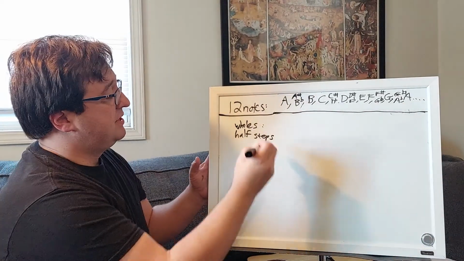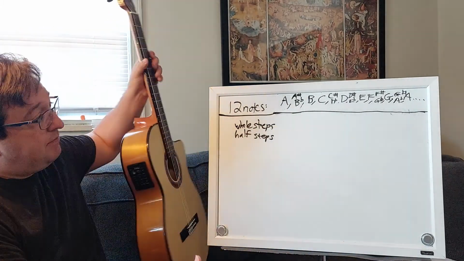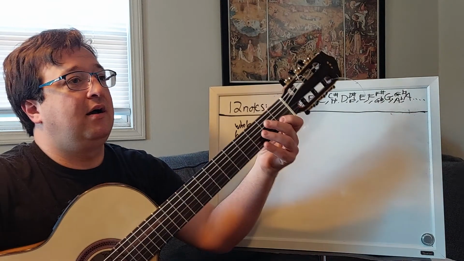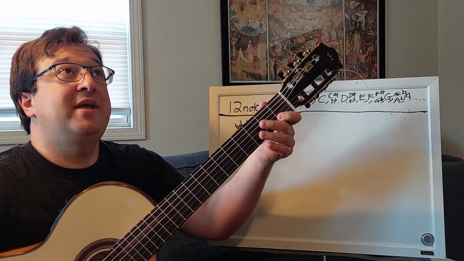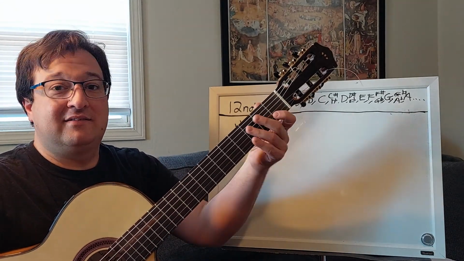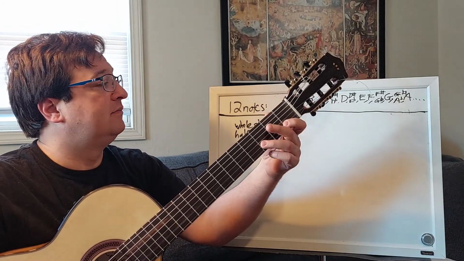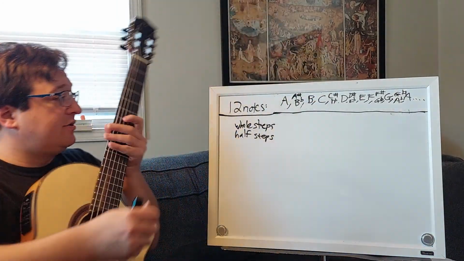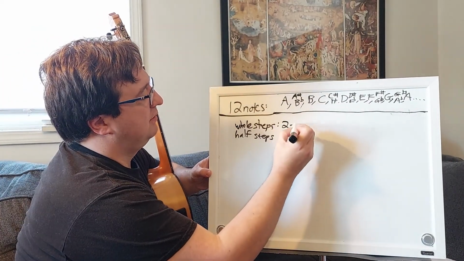So whole steps are 2 notes apart, and like you saw, A to B, B flat to C, and so on. Happy Birthday: that interval is a whole step. It's also called a major second. Okay, so those are whole steps, 2 notes apart.